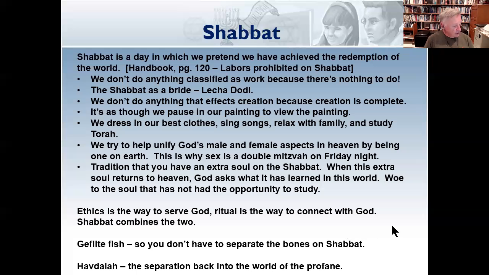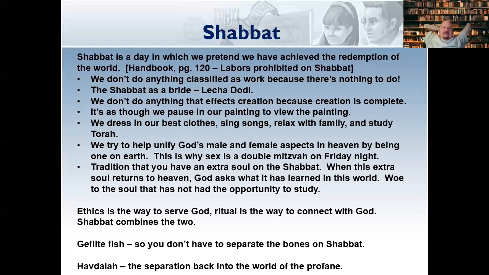Other traditions, ethics is a way to serve God, ritual is the way to connect with God, and Shabbat combines the two. One of the reasons for gefilte fish is an interesting phenomenon. It's very Ashkenazi, and I would say it's an acquired taste, but I don't know anyone who has successfully acquired a taste for gefilte fish. It is the fish of affliction. Either you're born liking it or you never will. My wife can't stand gefilte fish.